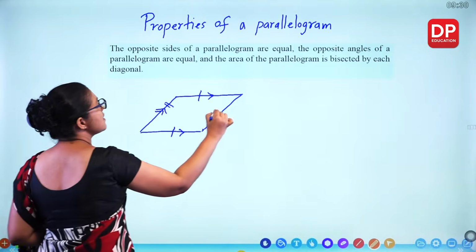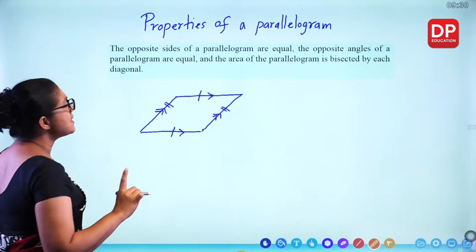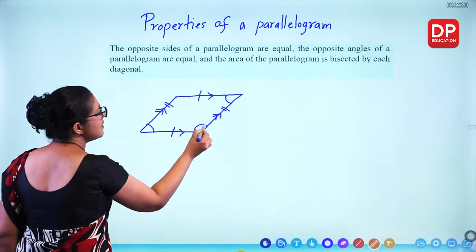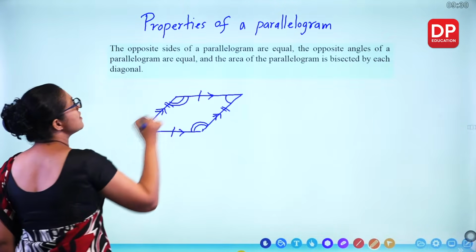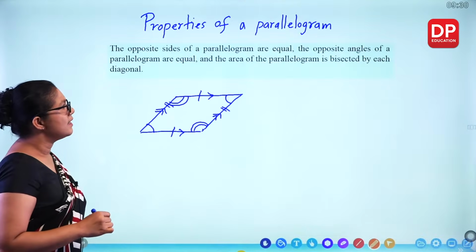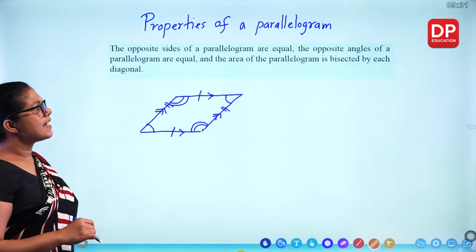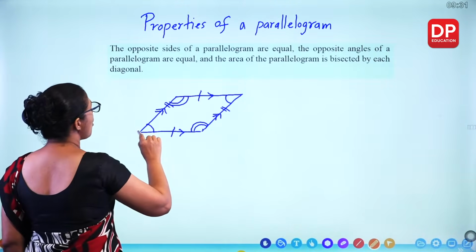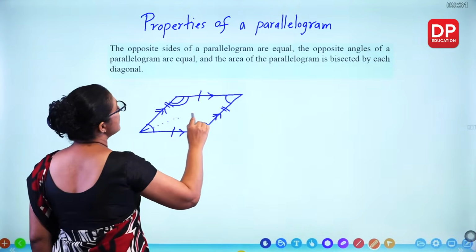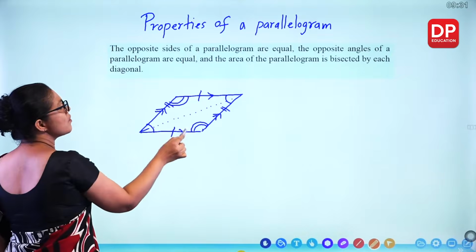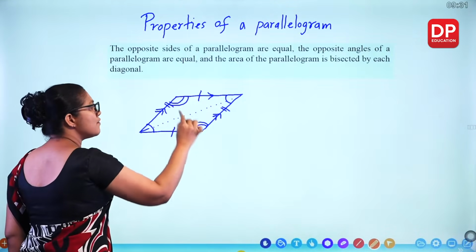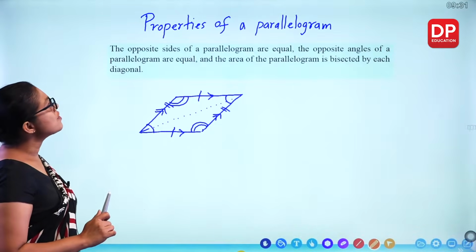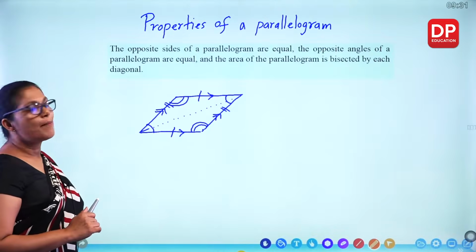That means this length is equal to this length. And opposite angles, this angle is equal to this angle. This one is equal to this one. Opposite angles are equal. And the area of the parallelogram is bisected by each diagonal. Bisecting means when you draw the diagonals, this area is equal to this one, and the other way, if you take this diagonal, this area is equal to this one. So those are the properties of a parallelogram.